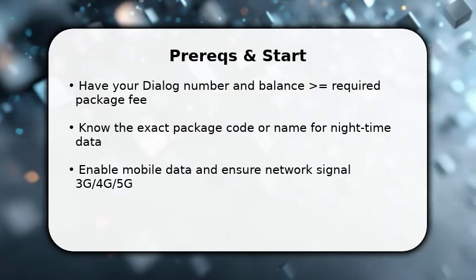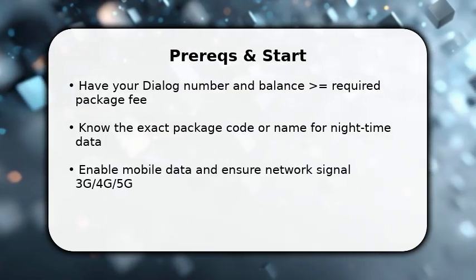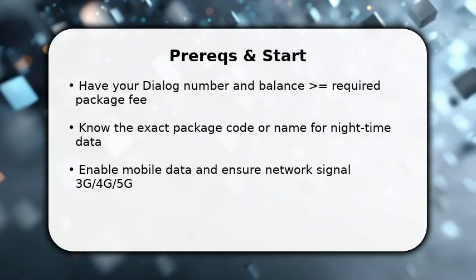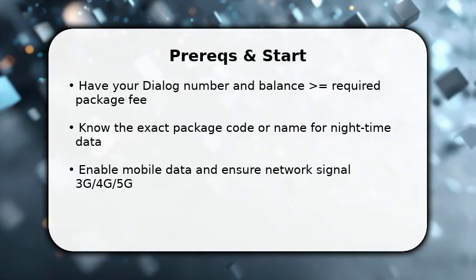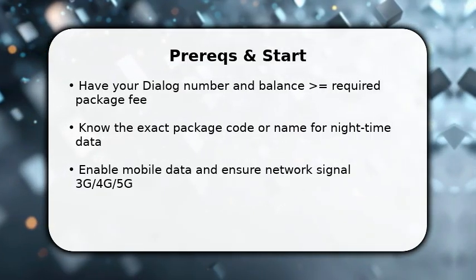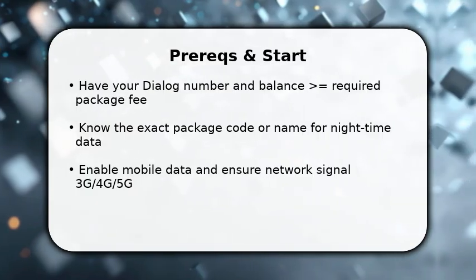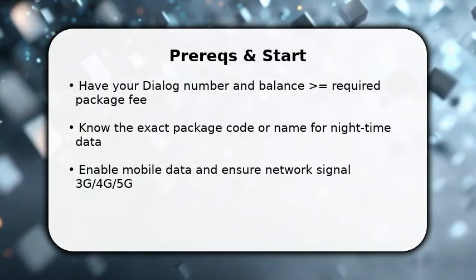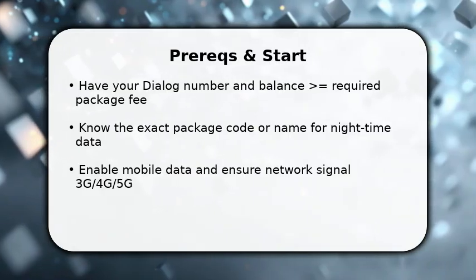Enjoy the video. You begin by confirming prerequisites: your Dialog SIM, enough balance to pay for the package, and a stable mobile signal. Once done, open the phone dialer or the My Dialog app. Both methods work. Make sure mobile data is enabled so the service can provision correctly.